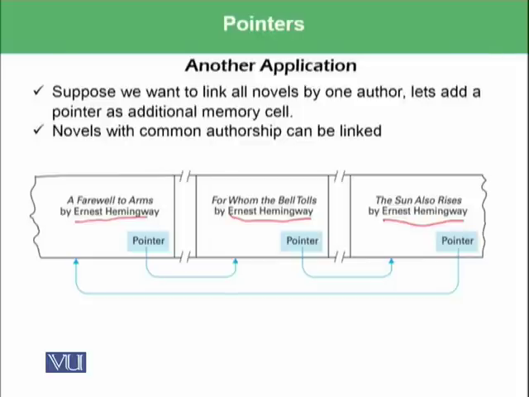It would not be possible because all of the novels with titles have been stored in the RAM independently. So now let's put a pointer within each novel. We want to link all novels by one author. Let's add a pointer as an additional memory cell, and within that pointer let's store the address of the next novel. This pointer is storing the address of this one, this pointer is storing the address of this one, and this pointer is storing the address of this one. So if you come across this novel, you can traverse using this pointer to this, and using this pointer to this, and again using this pointer to the last location. This means all of the novels written by the same author have been linked together in the RAM.